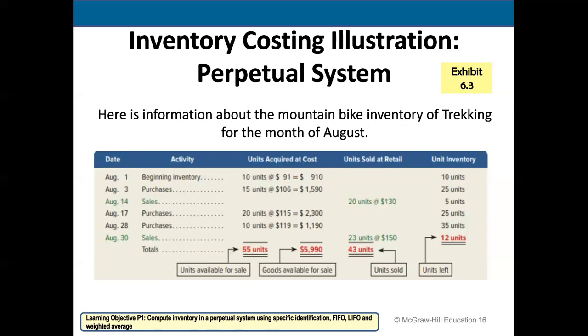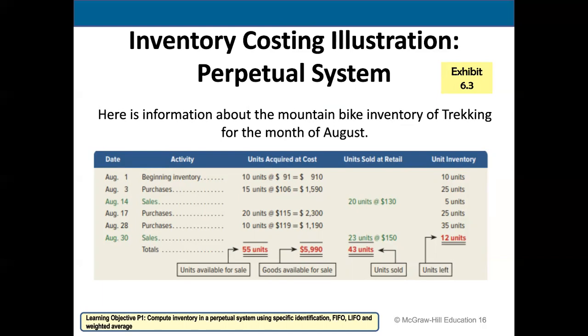Then on August 14th, they sold 20 units for $130 to the customer. That's not much of a markup. They're not making too much money, but I guess that's beside the point. Then on August 17th, they purchased 20 units at $115. August 28th, they purchased 10 more units at $119. And then they sold on August 30th, 23 units at $150.